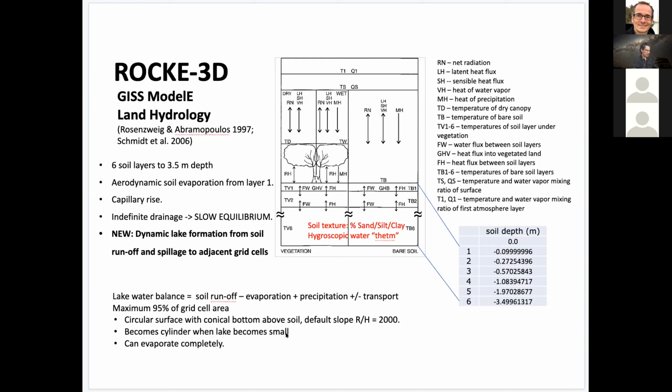They can change to cylinder shape when they become very thin, but I think this algorithm will be submitted on Planet 2, so it's not yet there. Yes, and they of course can evaporate completely if you don't have enough water for them. So it's probably all for this slide.